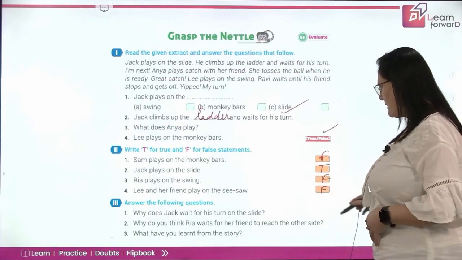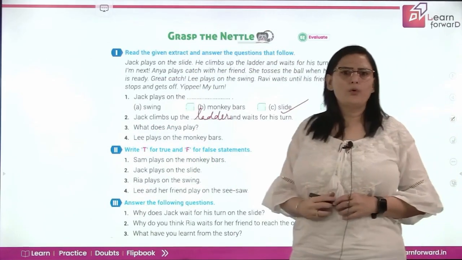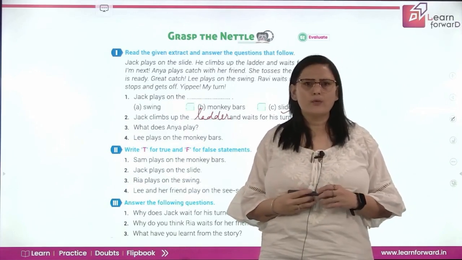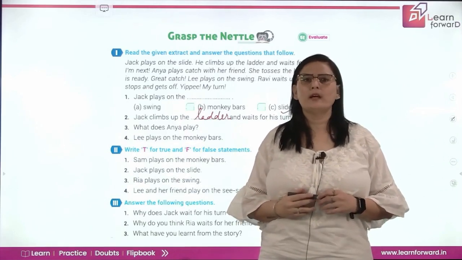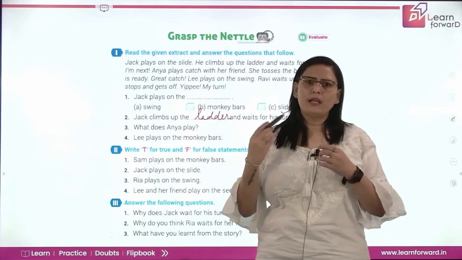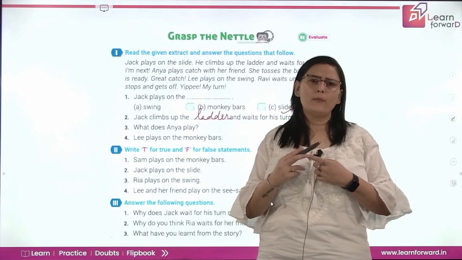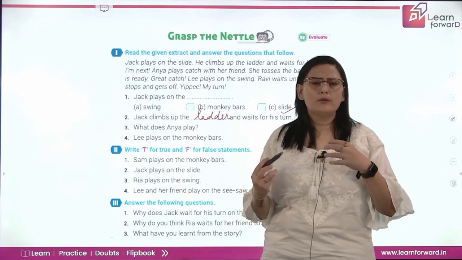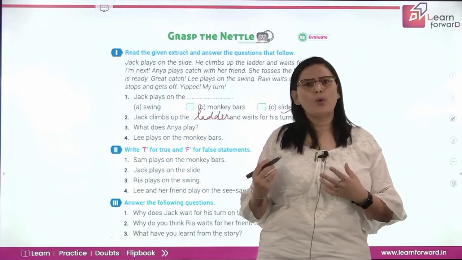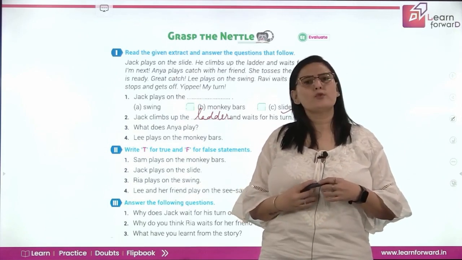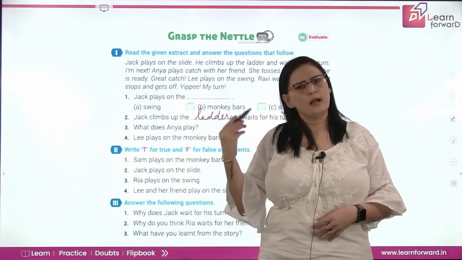Next, what have you learned from the story? So we have seen so many games and the moral we've learned is that we should be very, very careful while we are in the playground. We should be very careful while we are playing any game, be it on the slides, games like throwing the ball, catching the ball, or on any swings, right? So we should be careful so that we do not get hurt and we do not hurt others too.